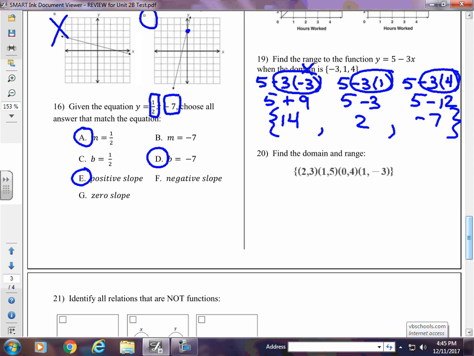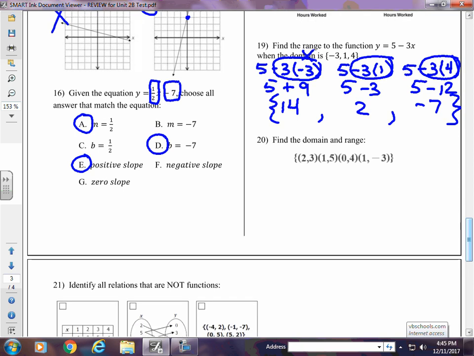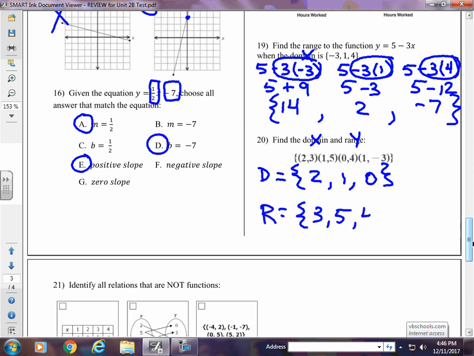Okay, for number 20, you want to find the domain and range from a set of ordered pairs. Remember, it is a set, so your answers do need to be in braces. Domain refers to the x values, range refers to the y values. So the domains would be 2, 1, and 0. You cannot put that last one because you cannot repeat numbers. The range is going to be 3, 5, 4, and -3 because all those numbers were different.